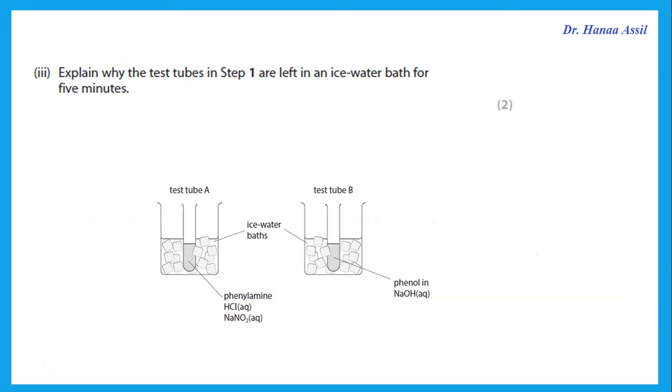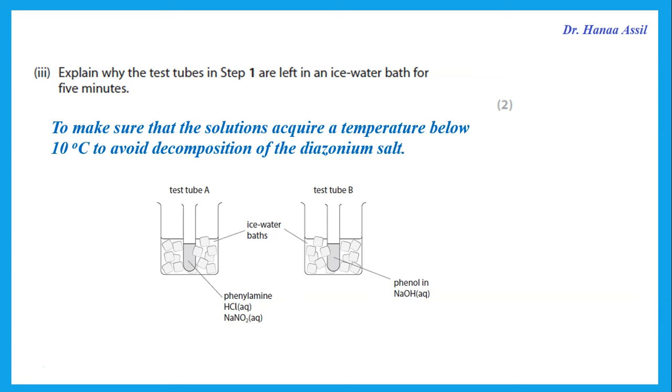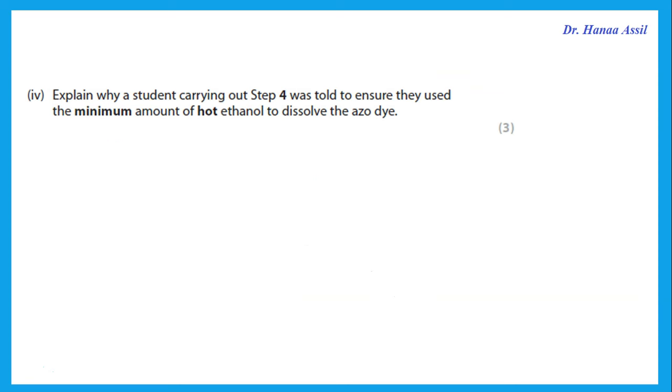Explain why the test tubes in step 1 are left in ice water bath for 5 minutes before we add them together to make the azo dye. Remember that this reaction has to happen at a temperature below 10 degrees Celsius, so we keep the solutions in ice water for 5 minutes to make sure the solutions acquire a temperature below 10 degrees in order to avoid decomposition of the diazonium salt. Remember, diazonium salt decomposes at temperatures higher than 10 degrees.